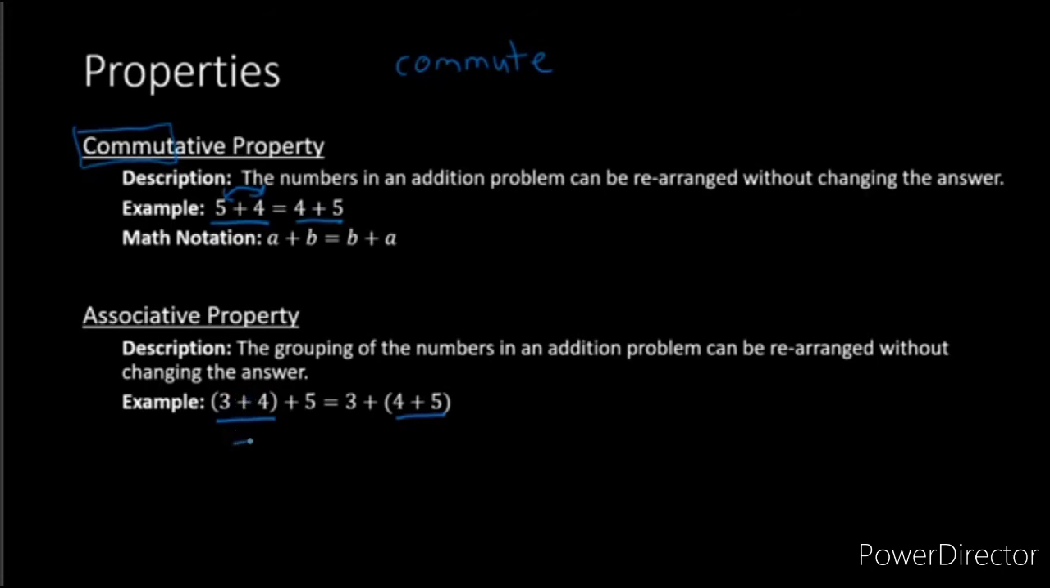So if we try to add this, on the left side here, 3 plus 4 in the parentheses, if we do that first, we get 7. So we have 7 plus 5, which equals 12. Notice on the right side of this equation, if we add the 4 and the 5 together first, what we have is 3 plus 9. And 3 plus 9 is still equal to 12. So we have verified that it does not matter how we group together the numbers in an addition problem. All right, we can group together the numbers in any particular order. So that is the associative property illustrated.